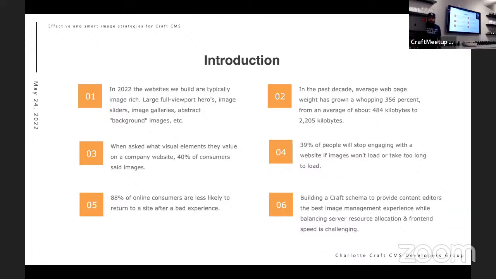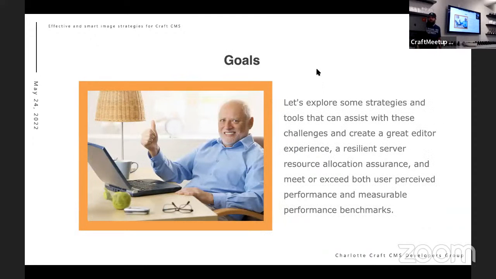And building a Craft schema to provide content editors the best image management experience, while also balancing server resource allocation and front-end speed, is challenging. So let's explore some strategies and tools that can assist with these challenges and create a great editor experience, which is important, a resilient server resource allocation assurance, and meet or exceed both user-perceived site speed performance and measurable performance, which are two different things.